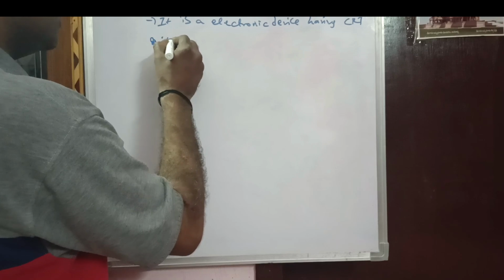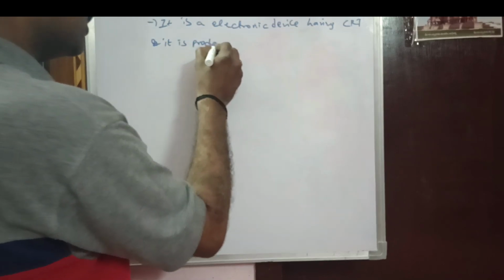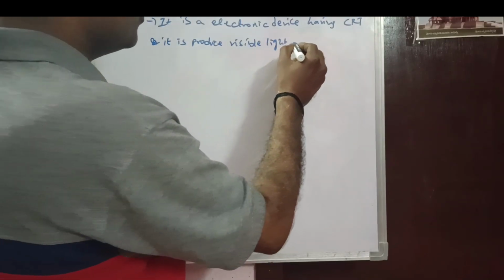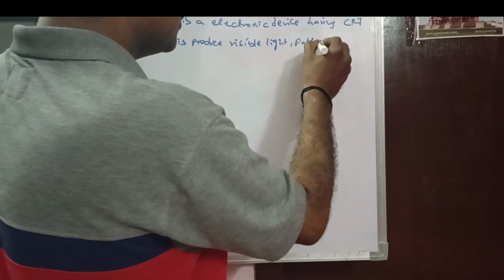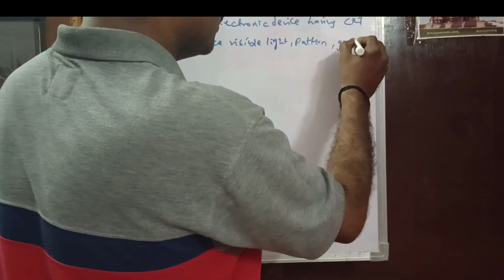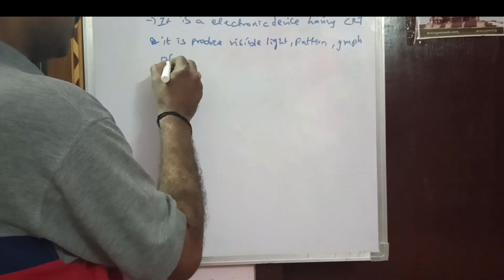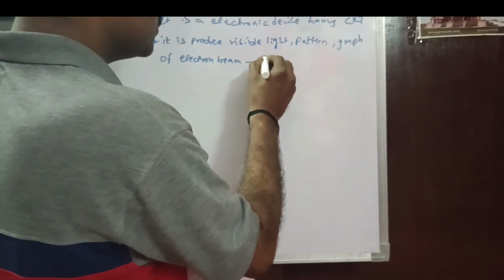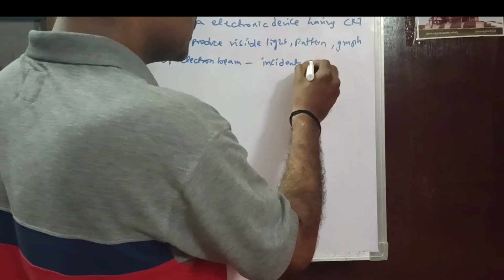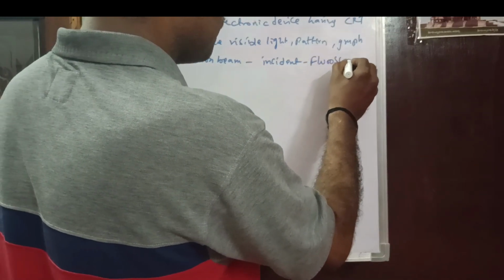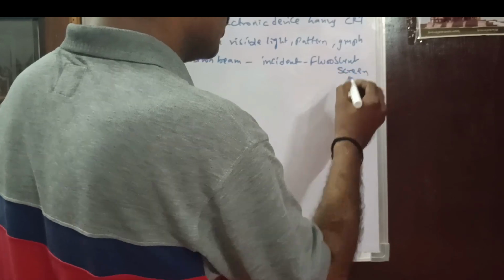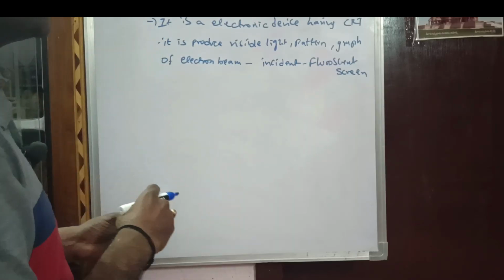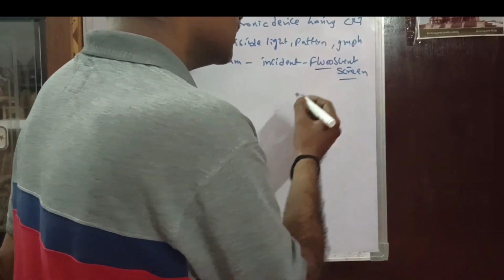and it is used to produce a visible light or pattern or a graph. An electron beam is used to be incident on a fluorescent screen. Basically the definition is that it is used to emit a visible light that is incident on a particular fluorescent screen. That is nothing but CRO.